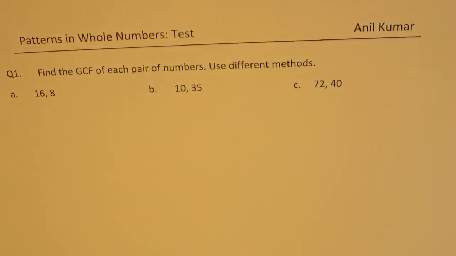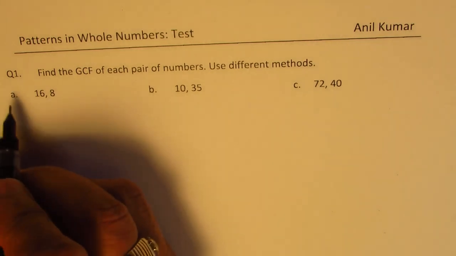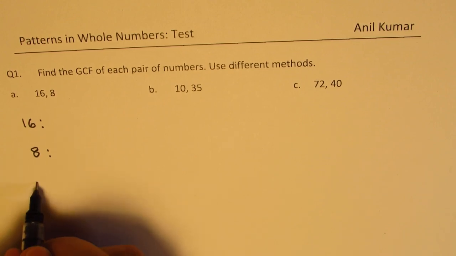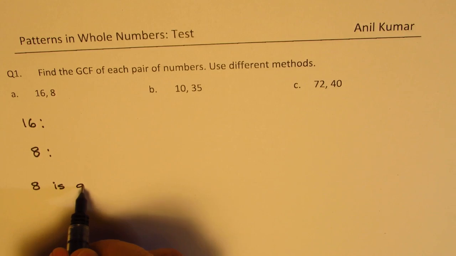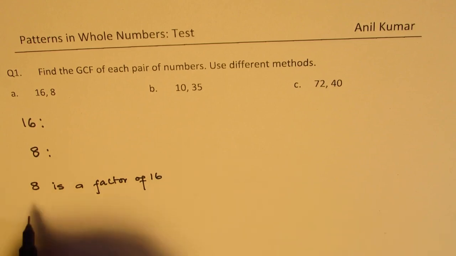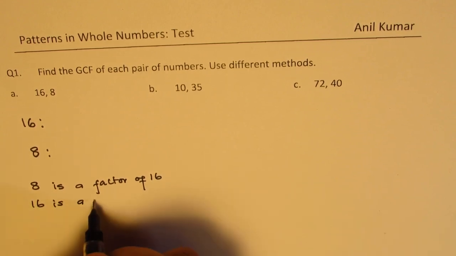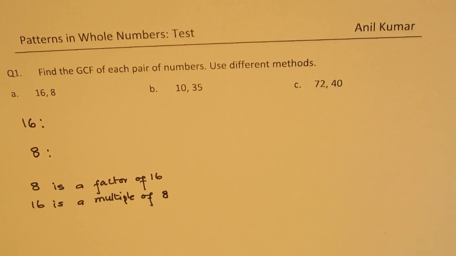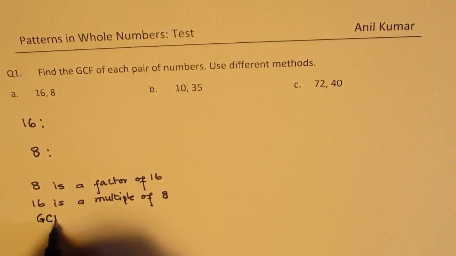First question here is, find the greatest common factor, GCF, of each pair of numbers. Use different methods. The first one, the two numbers are 16 and 8, right? So when you have numbers, one is 16, the other one is 8, right? What do you notice? We know 8 is a factor of 16, all right? Or you can say 16 is a multiple of 8.